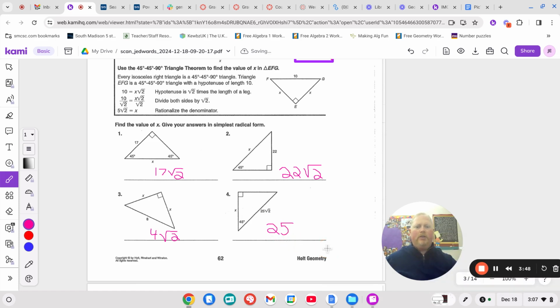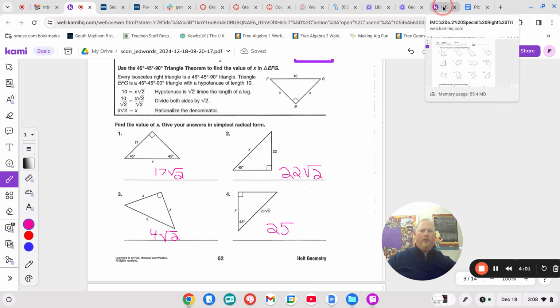So the leg is going to be 25. Now these problems should go pretty quickly. You should be able to look at it, take a look at your notes, and then tell me what the answer is without any calculation. Let's do a few more example problems that aren't in the notes.